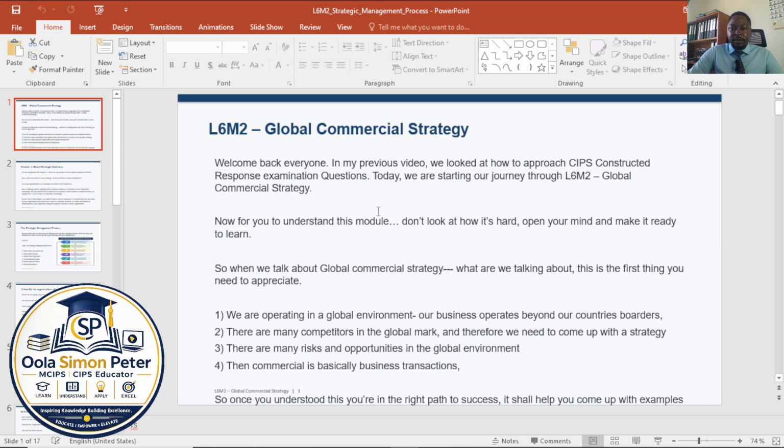So we are going to start our journey with Level 6 M2. Like I told you, we shall be learning together, discussing together step by step, especially for those who have not yet written Level 6 M2. Level 6 M2 is Global Commercial Strategy. It's a paper that has proved to be a challenge for many students, but we shall discuss it together, learn together, and of course excel together.